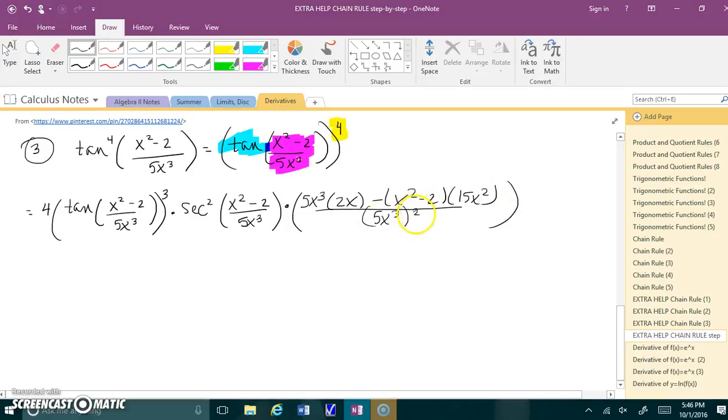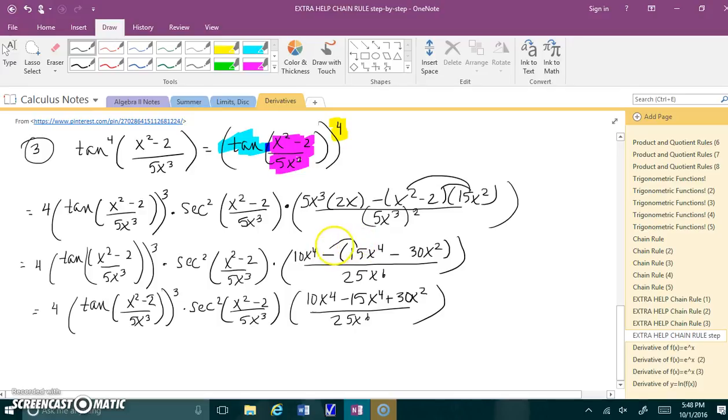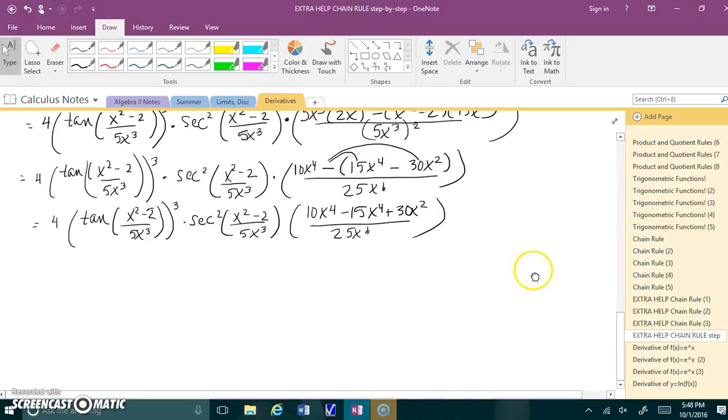Okay, so stop for a second and make sure you're okay with everything I did right there. My next step, I'm not really going to touch any of these yet. I'm going to just simplify this because this is a mess right here. So 5x cubed times 2x is 10x to the fourth. Then I'm going to distribute 15x squared to each of these. So 15x squared times x squared, so I have minus 15x to the fourth, and then minus 30x squared. And that's all over 25x to the sixth. All I did in my next step is I distributed this negative here and here. So now I'm looking at minus 15x to the fourth plus 30x squared.